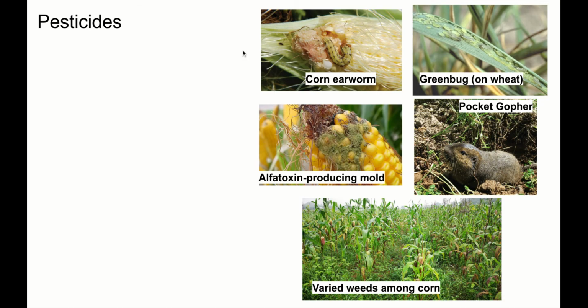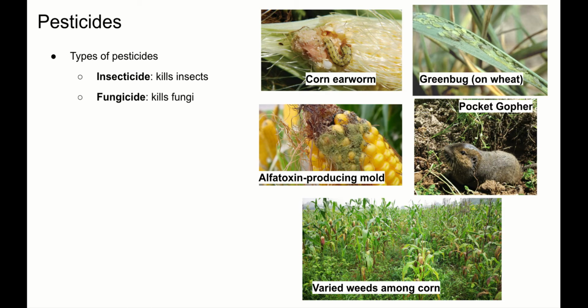So pesticides are chemicals that kill things. And we differentiate our pesticides based on what they kill. So here are some different types of pesticides. An insecticide is, unsurprisingly, a chemical that kills insects that might damage our plants. For example, we might have a pesticide that kills our corn earworms or kills our green bugs. A fungicide kills fungi, like this aflatoxin-producing mold on corn.